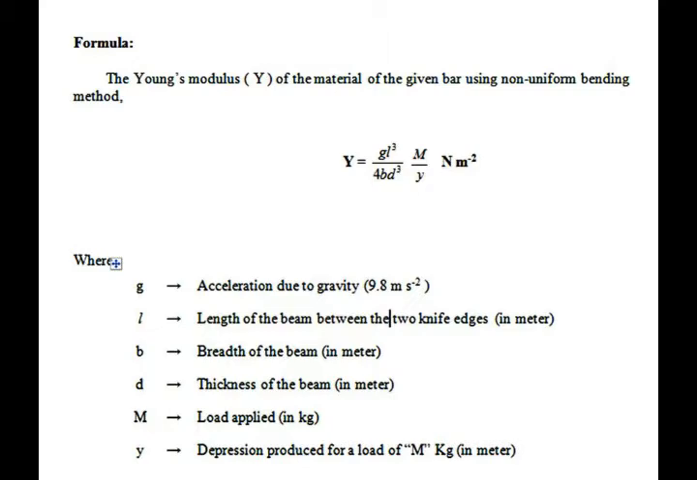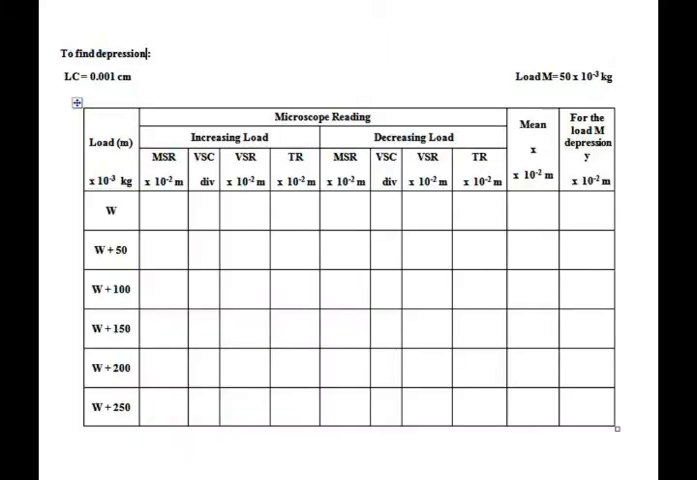G is the acceleration due to gravity, L is the length of the beam, that is, the distance measured between two knife edges, B is the breadth of the beam, and D is the thickness of the beam. M is the load applied, Y is the depression produced for a load of M. This is the tabulation to find out the depression of the given beam.